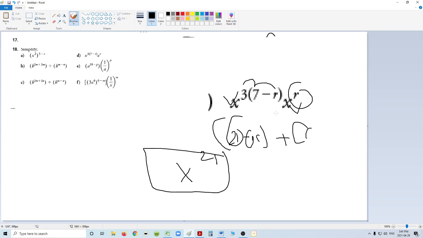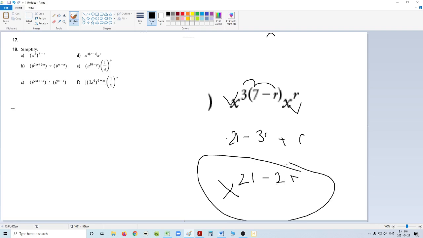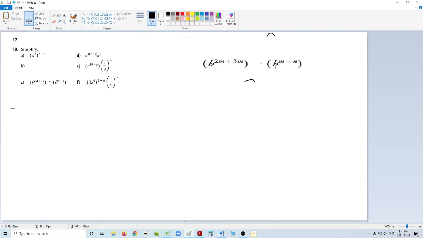Oh, I didn't distribute properly. That's minus 3r. 21 minus 3r. And then plus r. So I get x to the 21 minus 2r. And that's as far as you can get it without knowing r. So what do they do here? Well, just be careful you follow the rules. Same base? Yeah. So these are being divided. So what's the rule? You can subtract their exponents.